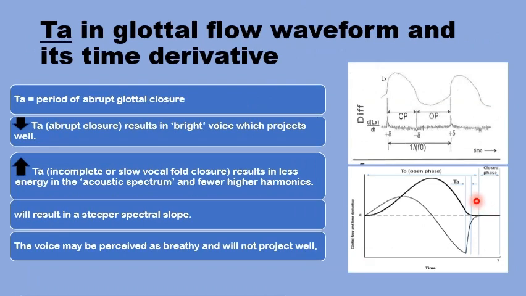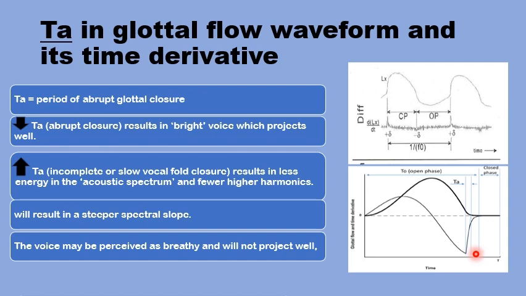The time taken for the vocal folds during its abrupt closure to close up the glottis is termed TA and can be calculated from the glottal flow chart and its time derivative in this time in there. This period, if it is shortened, if you have a very abrupt closure of the vocal folds, would result in a bright voice which projects well, as we have just seen.